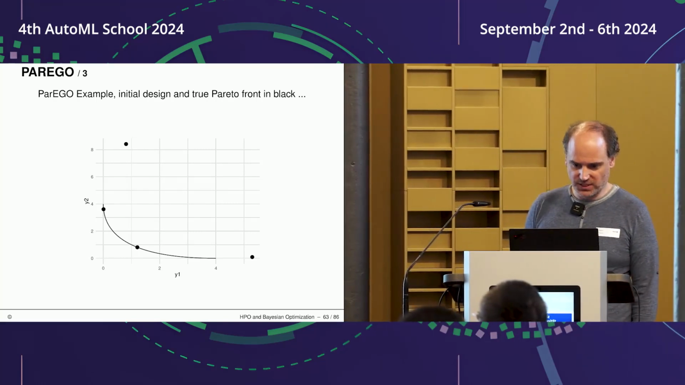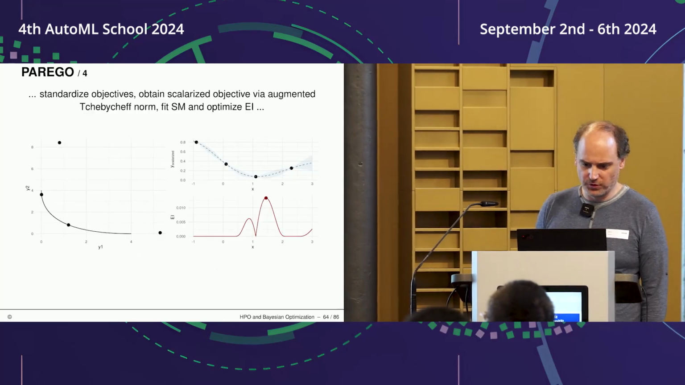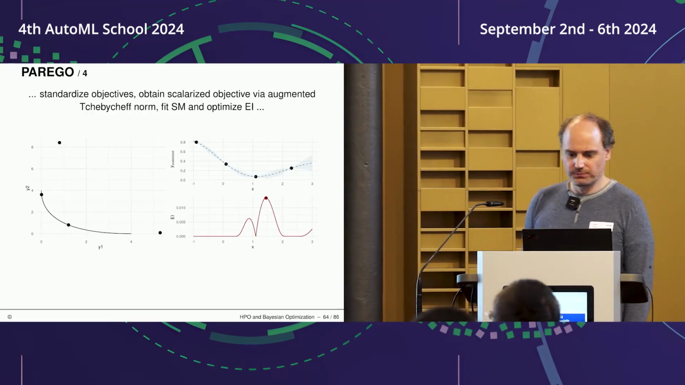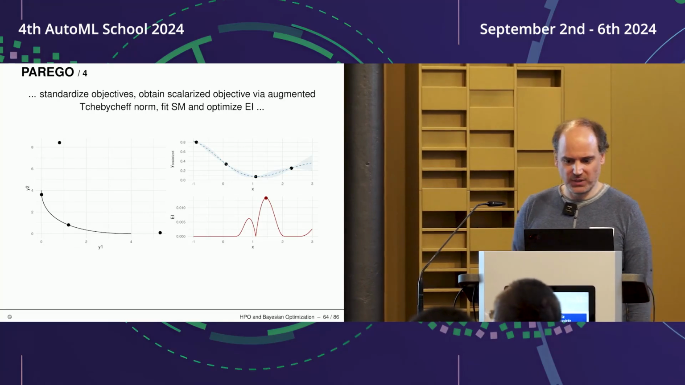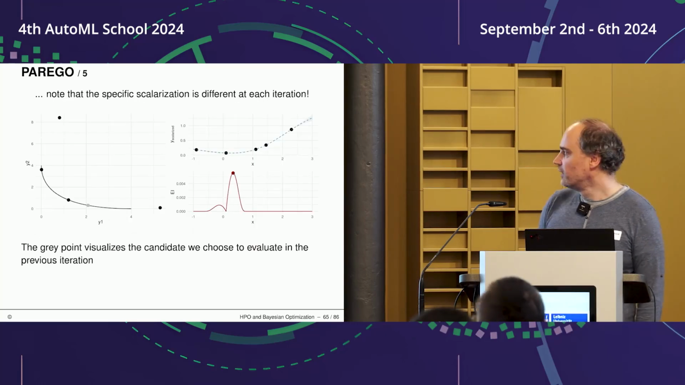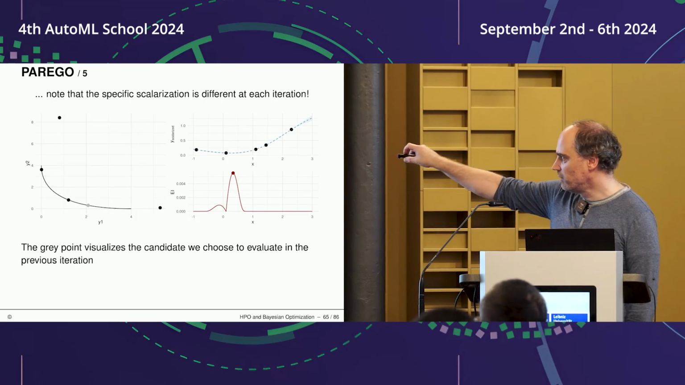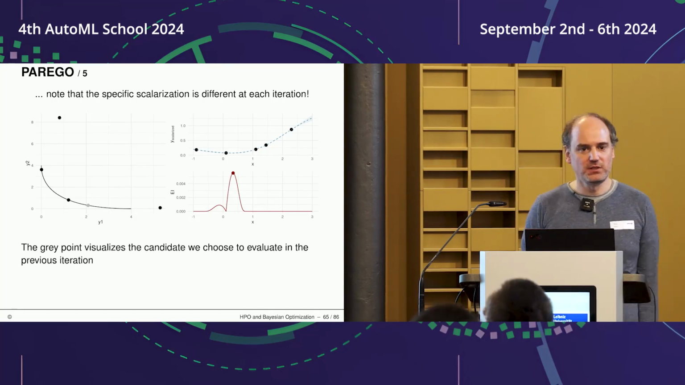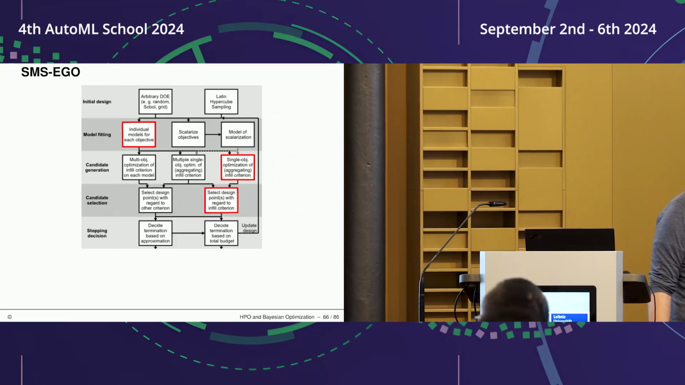So, some initial design points, the Pareto front in black. We now obtain our scalarized objective. We fit our surrogate model, GP again. We optimize with expected improvement, and we evaluate and evaluate and evaluate. And if we are lucky, we get points here on this Pareto front, or we need a couple of iterations.